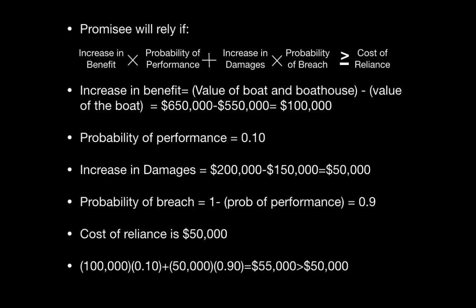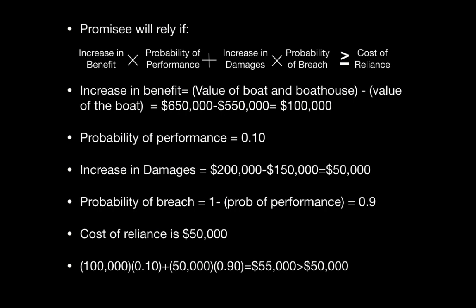The left side of this inequality is the promisee's expected benefit of reliance. The right side is the promisee's expected cost of reliance. The increase in benefit from reliance is $100,000. The problem gave us that the probability of performance is 0.10. The increase in damages from reliance is $50,000. The probability of breach is 0.9, and the cost of reliance is $50,000.